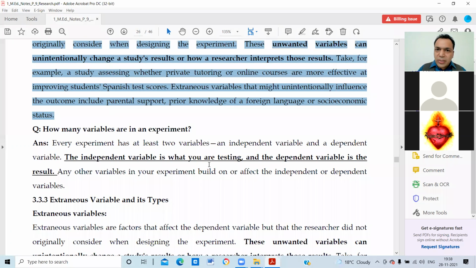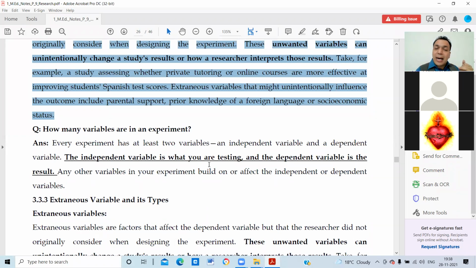Okay, attitude of the teacher: attitude is an independent variable. Sixth class teacher is a dependent variable, right? Independent variable is clear to you. Dependent variable is clear to you. Intervening variable is clear to you, and extraneous variable is clear to you, right?